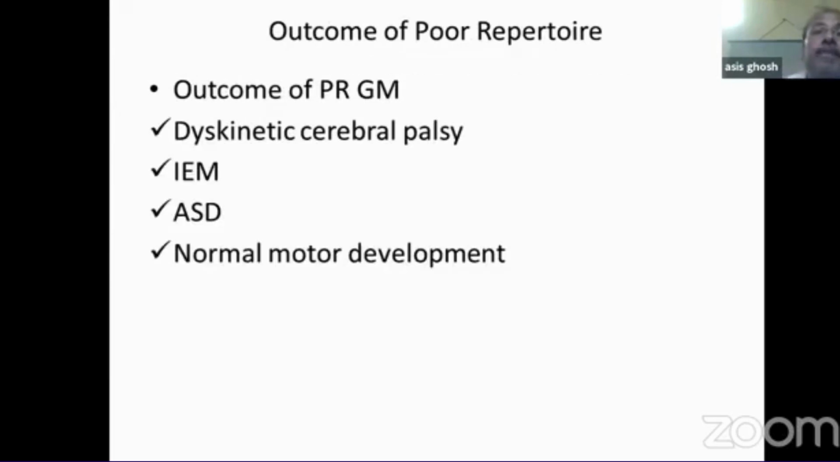So the further category would be chaotic, which is abrupt, large amplitude with fast speed, jerky, tremulous. And what is the outcome of poor repertoire movements? Outcome of poor repertoire GM is dyskinetic cerebral palsy, IEM, inborn error of metabolism, autism spectrum disorder, or it could have an absolutely normal motor outcome.